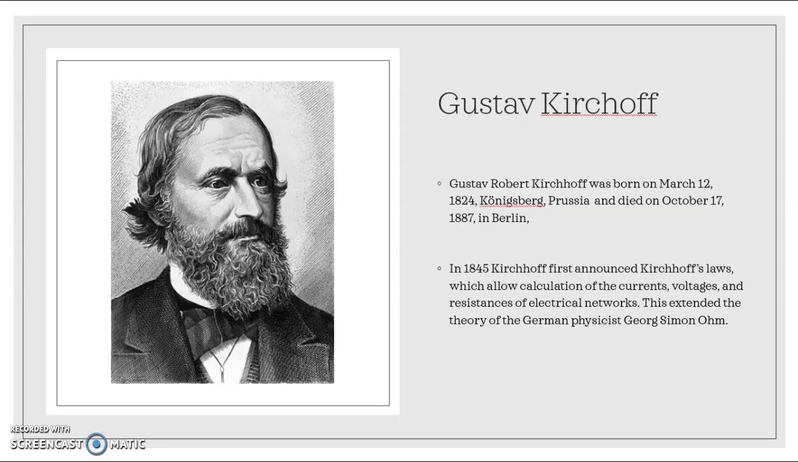So we'll start off with Gustav Kirchhoff. Gustav Robert Kirchhoff was born on March 12th, 1824, in Königsberg, Prussia, and died on October 17th, 1887 in Berlin. In 1845, Kirchhoff first announced Kirchhoff's laws, which allow calculation of the currents, voltages, and resistances of electrical networks, and this extended the theory of the German physicist Georg Simon Ohm.